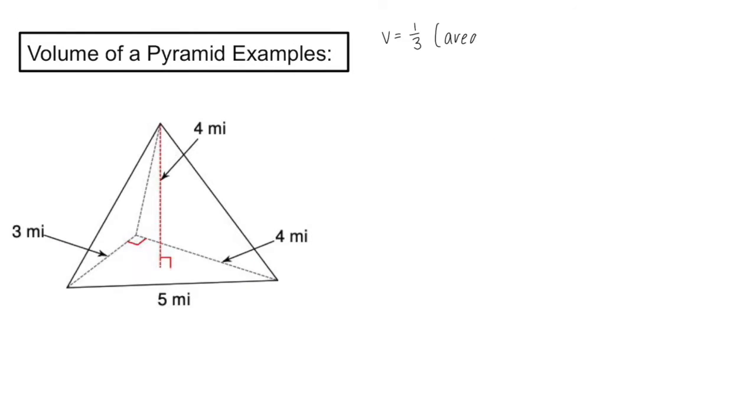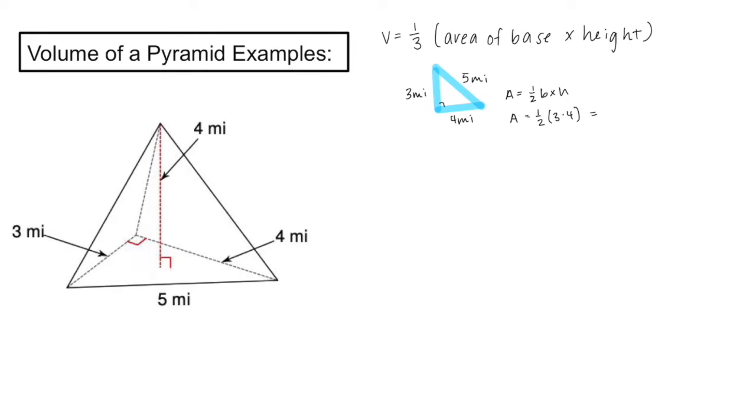Let's start with a triangle pyramid. Here we have our formula. I'm going to write it up at the top. We have volume equals 1/3 of the area of the base of the pyramid times the height. Now the base of this pyramid is a right triangle. So I'm going to label the sides of my base, which is a triangle, calculate the area using the formula for area of a triangle, 1/2 base times height, plug in my base and height, and when I calculate that, I get that the area of the base is 6.